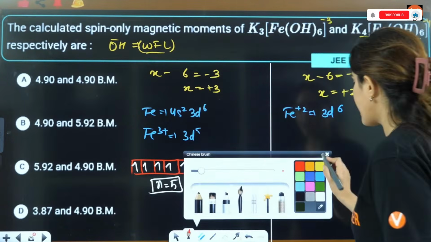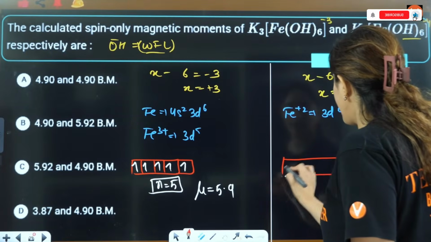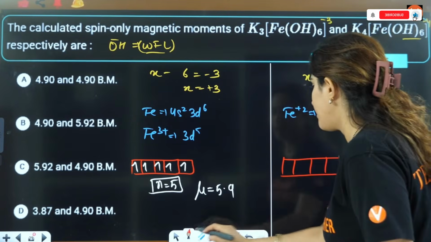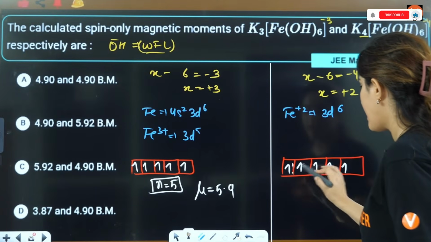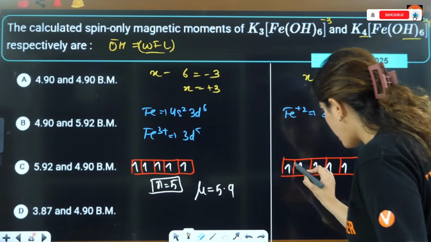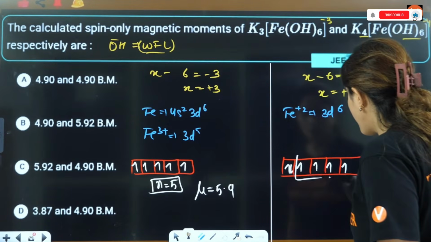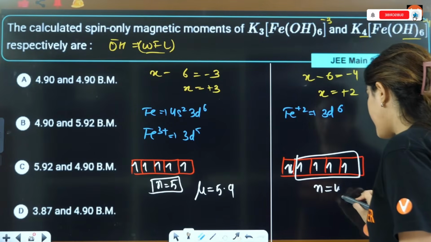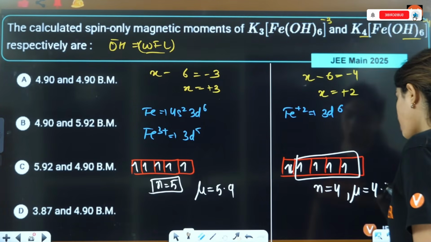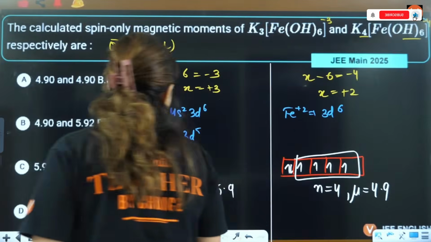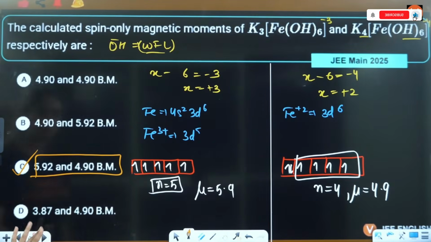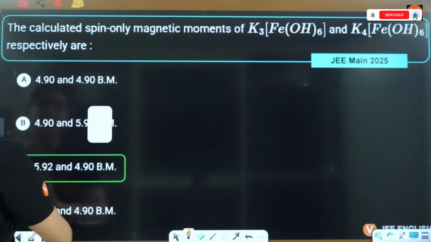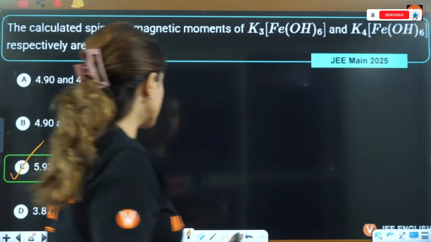And in this case, you will have 1, 2, 3, 4, 5 and 6. Here you will have 4 unpaired electrons. That is why mu is going to be 4.9. So 5.9 and 4.9 is the correct answer. So C is going to be the correct answer here. Right everybody?